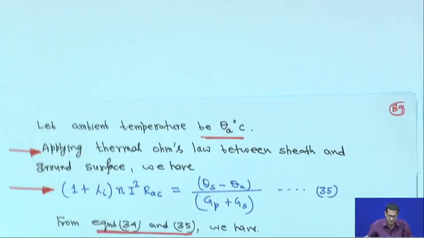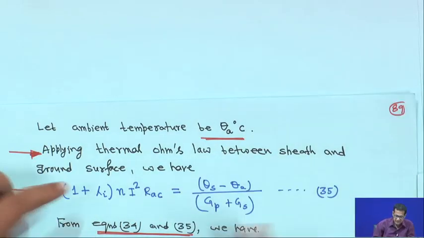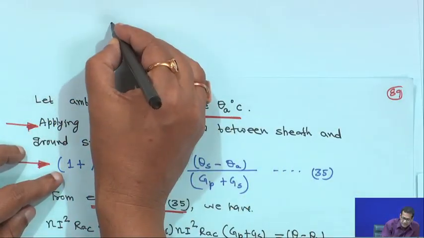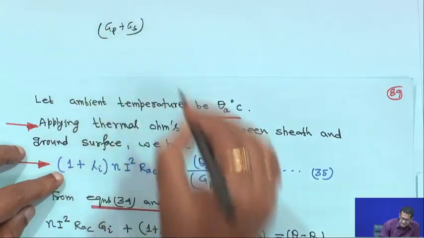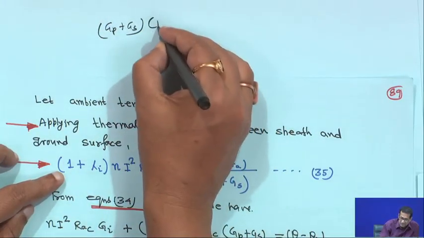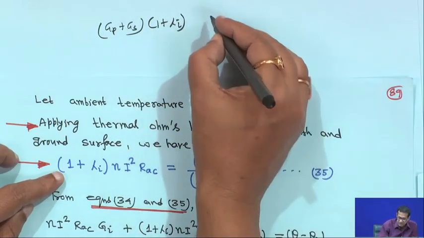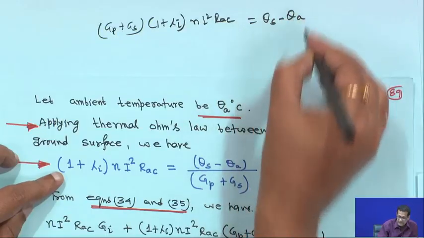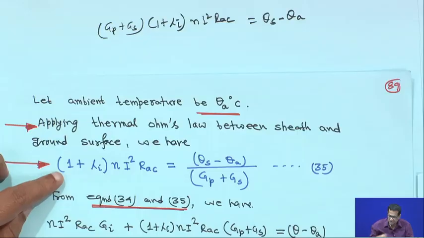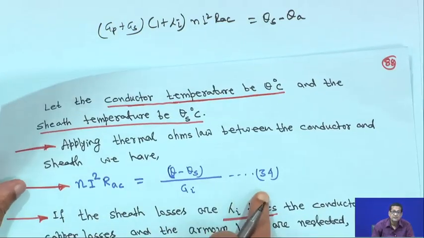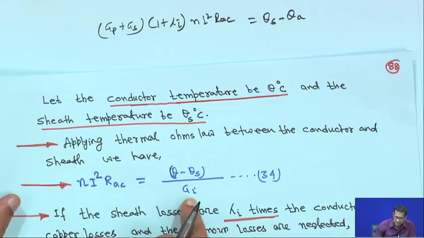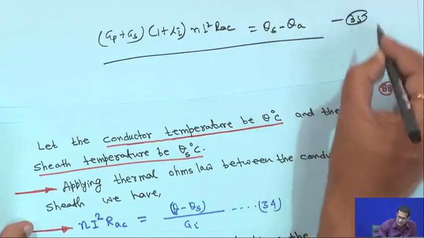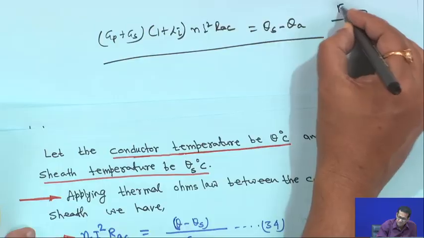Actually, just for your clarification I am writing this: equation 35 you can write like this, that is Gp plus Gs, cross multiply, then 1 plus lambda I, then n I square RAC is equal to theta s minus theta a. This you can write. Now, in equation 34, n I square RAC is equal to theta minus theta s divided by Gi. So this is from equation 35, and this is from 34.